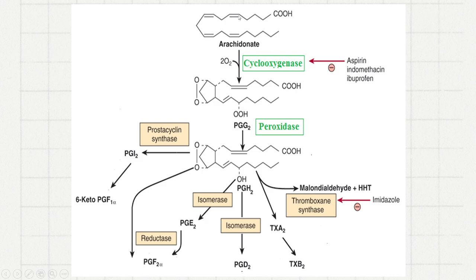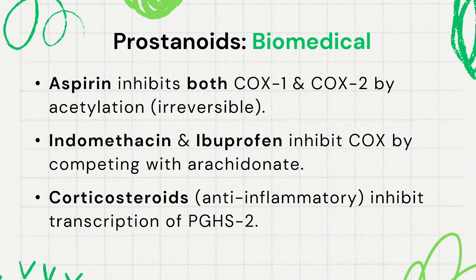Here we have arachidonate converted by cyclooxygenase, leading to synthesis of prostaglandin G2, and then the rest will come from it by different pathways: isomerases, reductases, and other synthases. Please note here the site of action: aspirin, indomethacin, and ibuprofen act at the level of cyclooxygenase. Imidazole acts at the level of thromboxane synthesis. The biological relevance of prostanoids is this drug action on the enzymes for their synthesis.